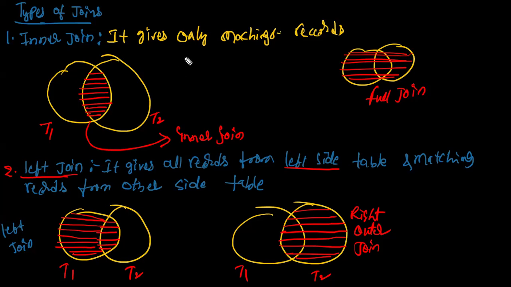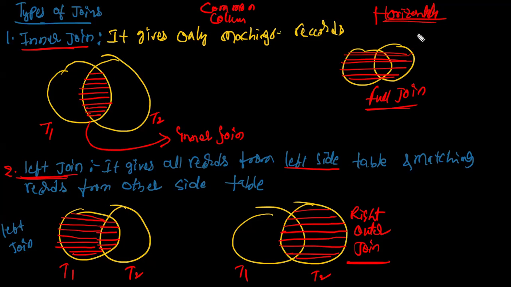But in all these types, there should be a common column. If you have a common column, then only you can apply all these joins. Inner join requires a common column, left join requires a common column, right join requires a common column, and full join also requires a common column. So whenever you are going to join the data horizontally, you have to go for all these types of joins. If you don't have a common column, then you cannot join the data. So that is what I'm just trying to say here.